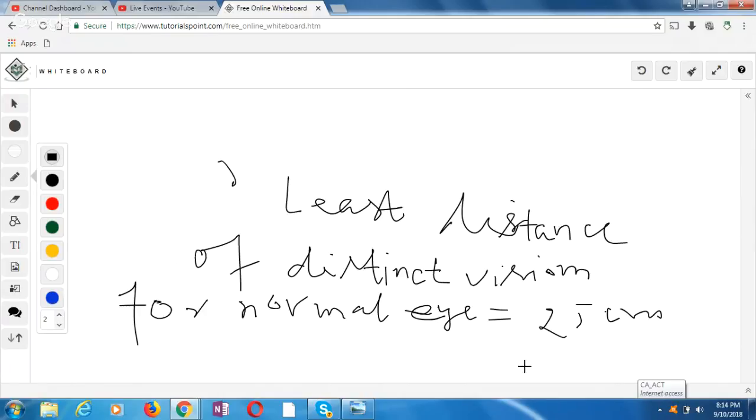Now, how is this data of 25 centimeter important? This data of 25 centimeter is important.